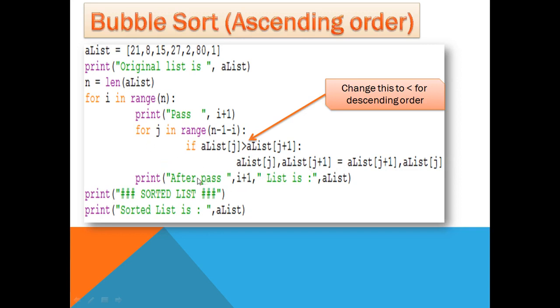After every pass, we would like to display what the list is now. When I is 0 and the J loop completes, that is the first pass; what is the list after the first pass? Then I becomes 1, and after the second pass we display it again, and so on. In this case there are 6 passes, and after the 6th pass, finally, it will display the sorted list. That's how bubble sort works.